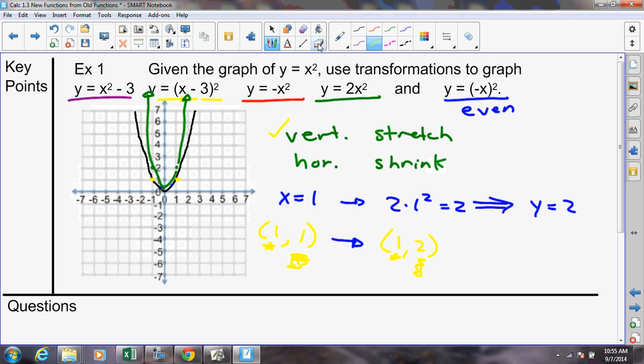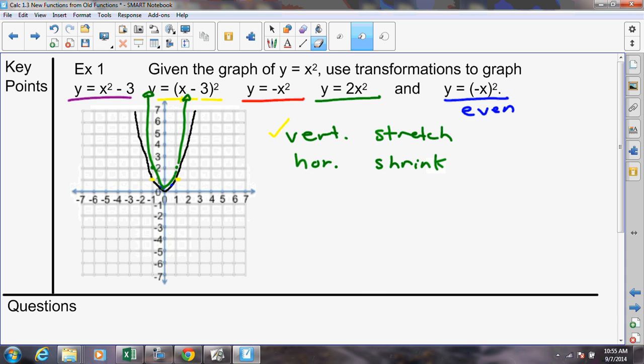If we were doing a horizontal shrink, that point would have been moved somewhere else. Instead of the point getting pulled upward to here, it would have been pushed inward to there. In that instance, we would have had this point 1, 1 going somewhere to, for example, 1/2, 1. The y values stay the same, and it was the x values that changed. That's how we could tell it was a horizontal shrink, because the x values got smaller.